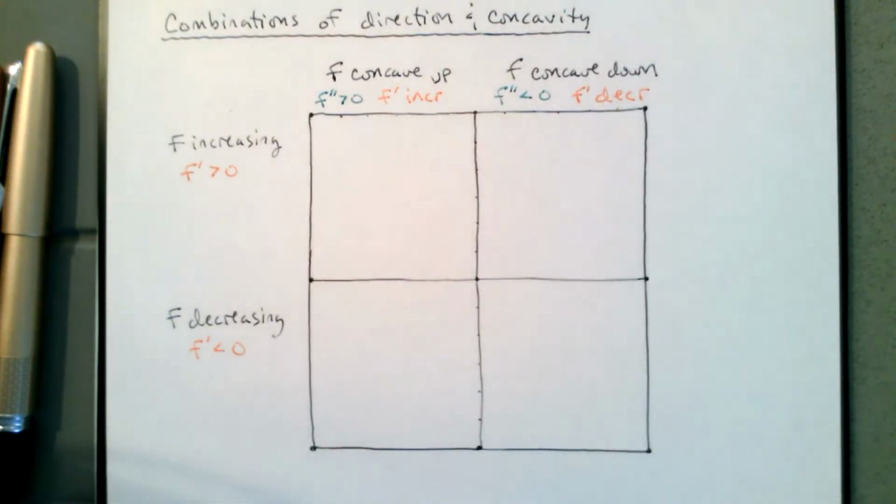So here are 4 combinations. I'm just taking the same information and we're going to visualize it.